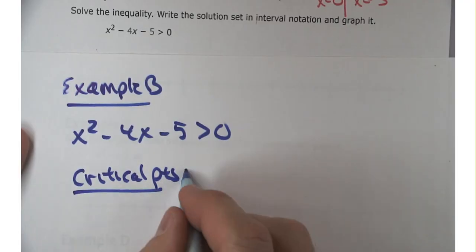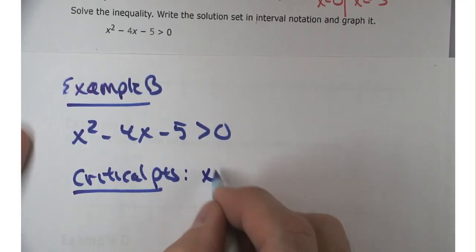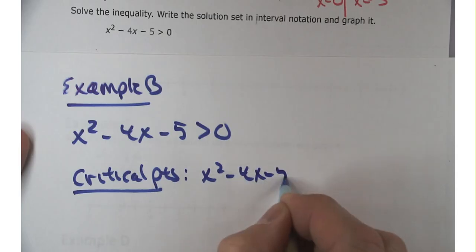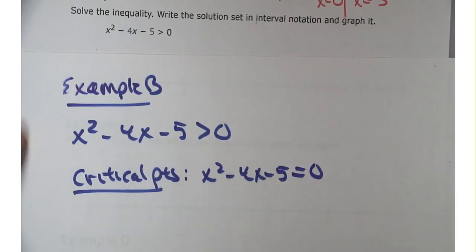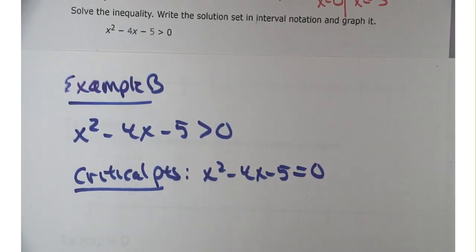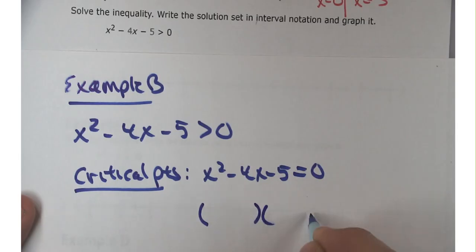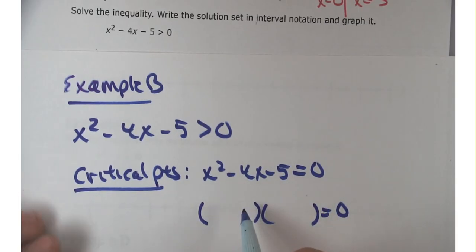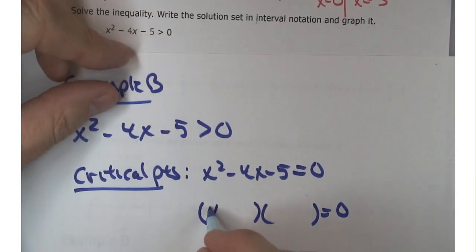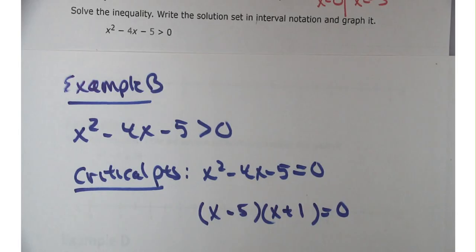Those are going to be where x squared minus 4x minus 5 actually does equal 0. So where's that going to happen? Yep, let's factor it. Good. Carl, any idea how this would factor? Minus 5, positive 1. Nice. Minus 5 and positive 1.